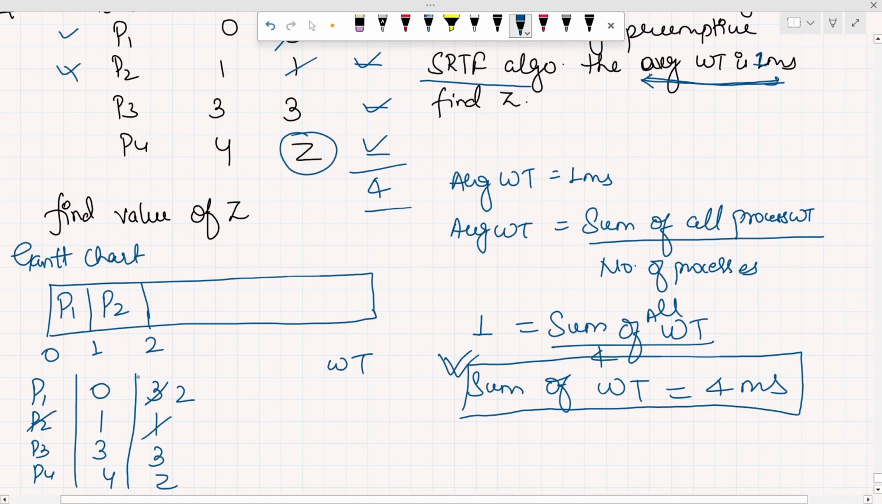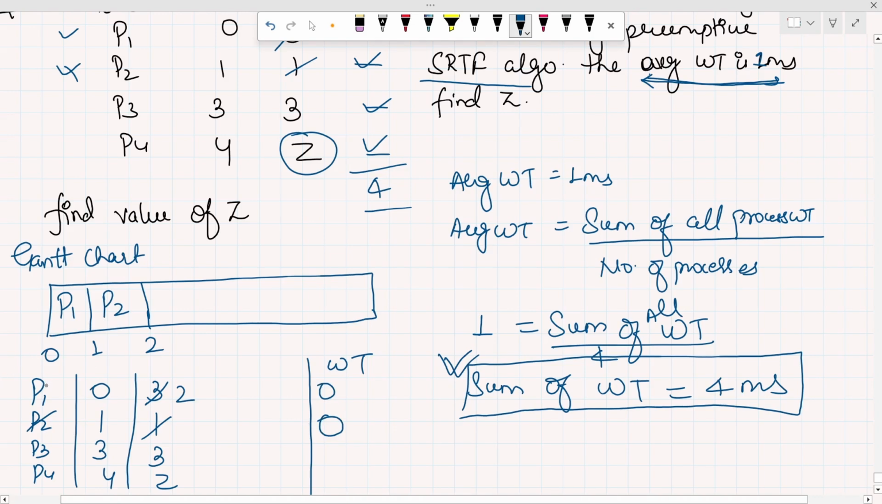P1 comes at 0. Does P1 wait for someone? The answer is no. P1 doesn't wait for anyone. P1 comes, gets the CPU, executes and then terminates. At arrival time 1, there is another process, P2. P2 gets the CPU because P2 has the smallest burst time. Does P2 wait? The answer is no, because it comes at 1 and gets the CPU at 1. So it waits 0.